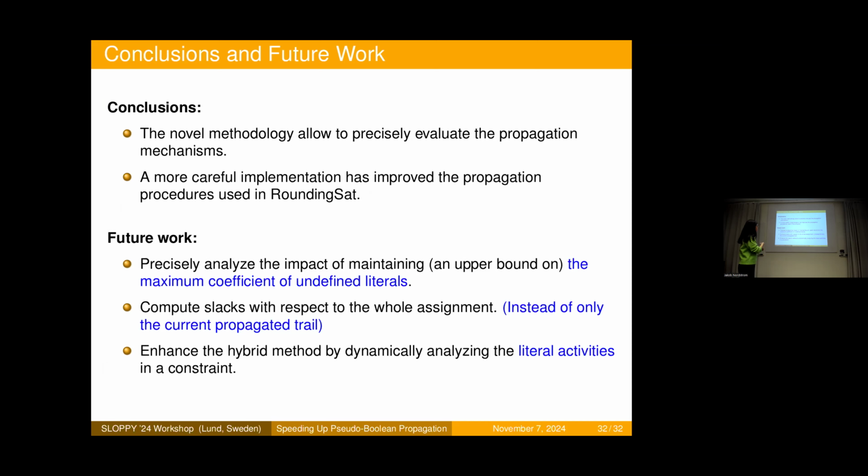The next is that we could compute the slack with respect to the whole assignment. For now, we just compute the slack with respect to the prefix of the trail that has been propagated. And the last one is that we can try to improve the hybrid system using different criteria. Yeah, that's it.